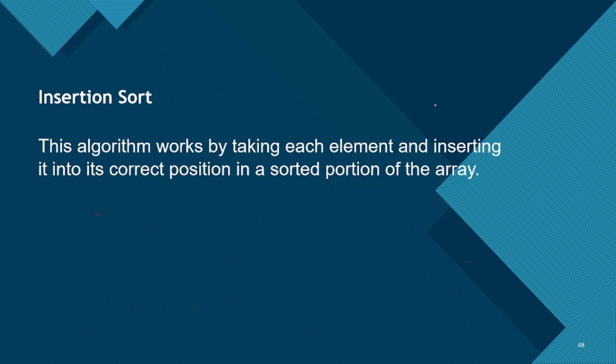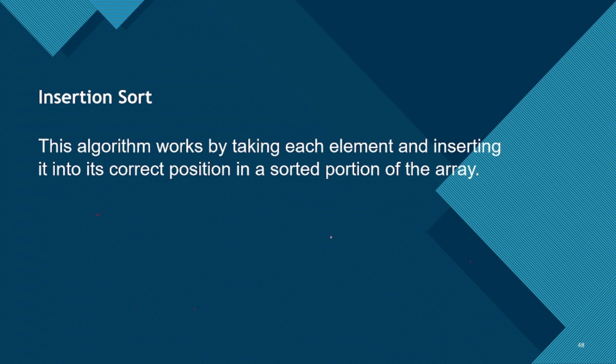The first one we will talk about is insertion sort. Imagine you have a deck of playing cards in your hand. You pick one card at a time and insert it into the correct position relative to the cards you have already sorted. That's how insertion sort works. It builds the sorted portion of the array step by step. The definition is that this algorithm works by taking each element and inserting it into its correct position in a sorted portion of the array.